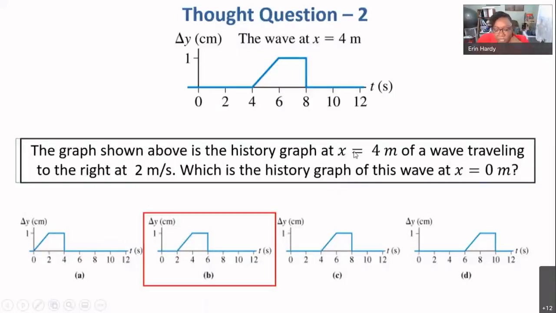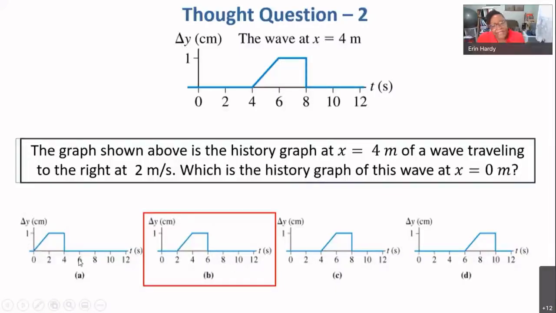And here's where we would want to use that ratio. Just take 4 meters divided by 2 meters per second. We have a time of 2 seconds, and then shift it backward because we're trying to gain some knowledge about what's happening on the left side of the string. Not like we were asking about x is equal to 8 meters, but instead x is equal to 2 meters. And we get graph B here.